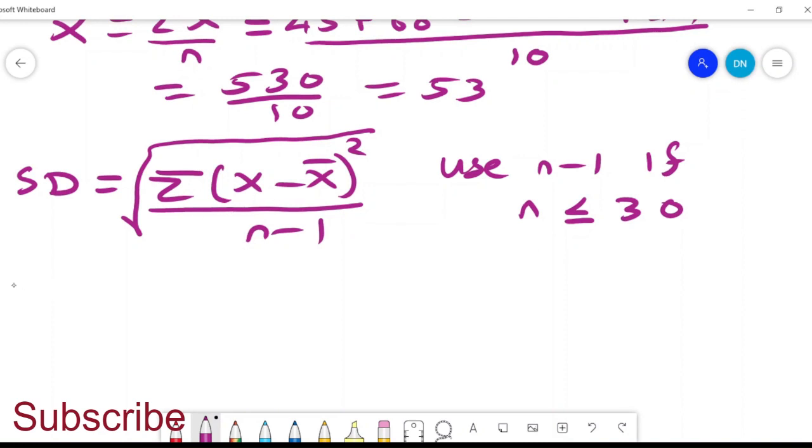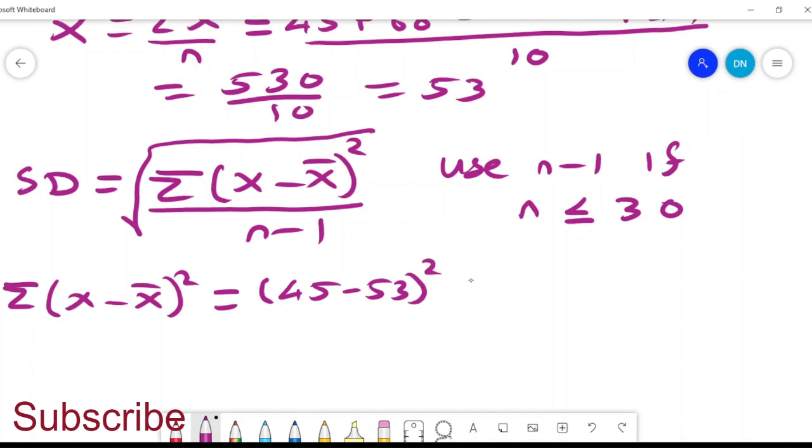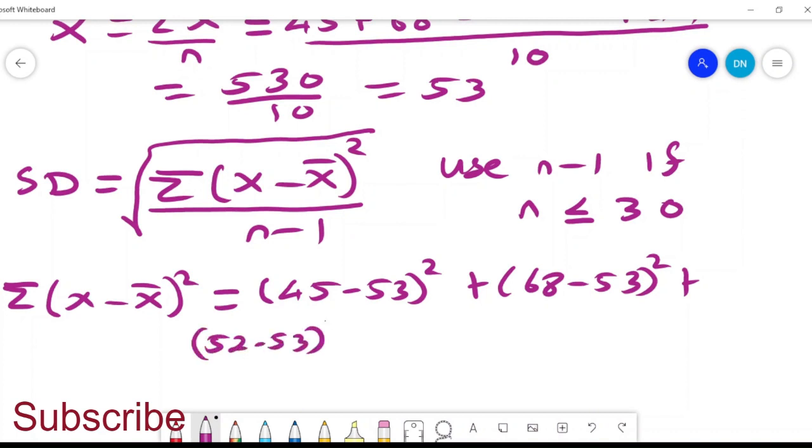So how does this work? We take each one of the values and then we square. We sum it. So the first value that we have is 45, so it's 45 minus 53 squared. You get the value. And then we have 68 minus 53 squared. And then the list goes on. We get the third one, which is 52 minus 53 squared. So our values will be positive because of the squaring of them.